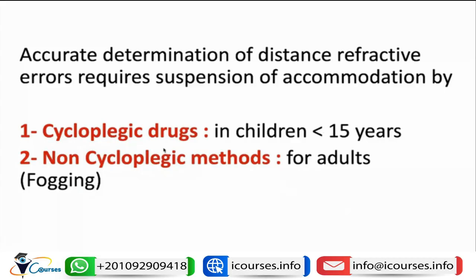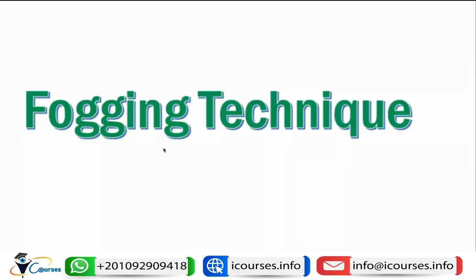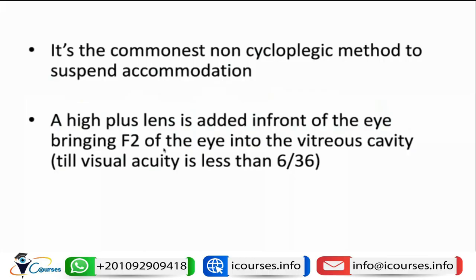And there are non-cycloplegic methods which are reserved for adults, like the fogging technique, in which the adult's accommodation is suspended by using a plus lens of increasing power. So let's discuss the fogging technique. What is meant by fogging? A fog, as you all know, is a substance present in the air that will make the vision cloudy.